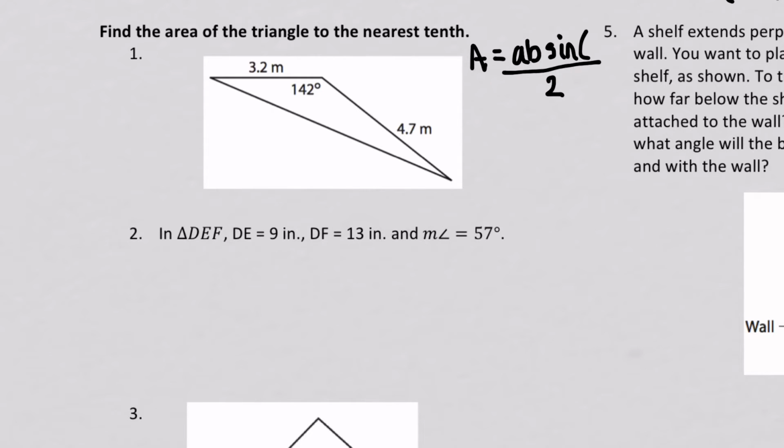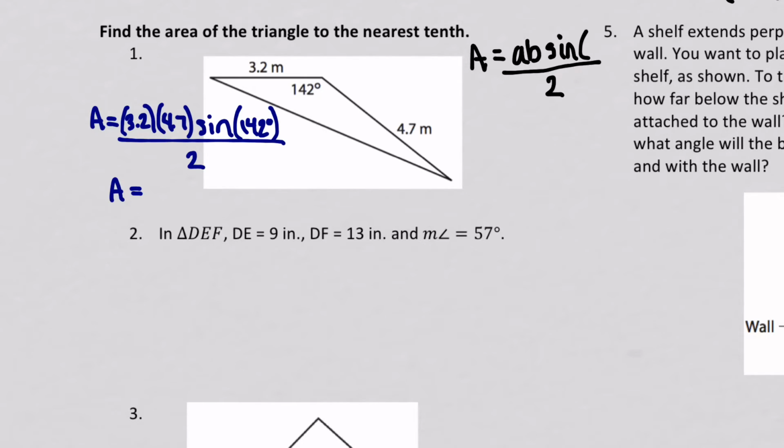So then if I plug in my numbers here, in this case, A would be 3.2, B would be 4.7. That's not going to fit there, so I'm going to move all of this work over to this side. Okay, so I moved it over to the left side over here so it would fit. 3.2 times 4.7 times sine of 142, all divided by 2. At this point, it's just calculator work, okay?